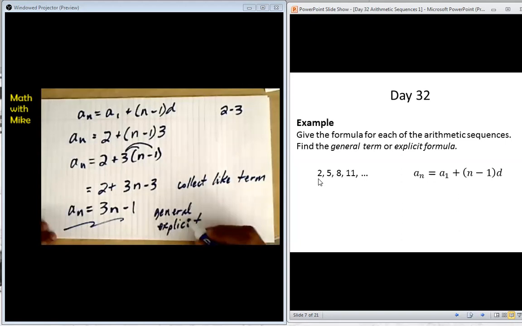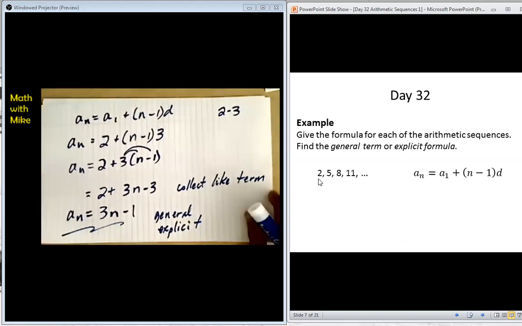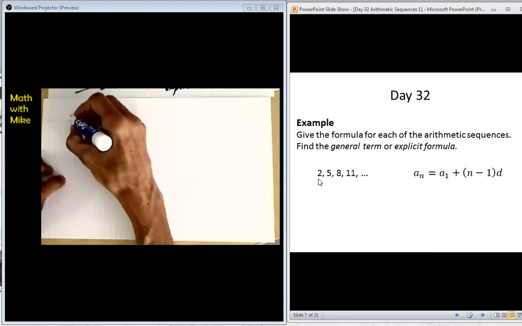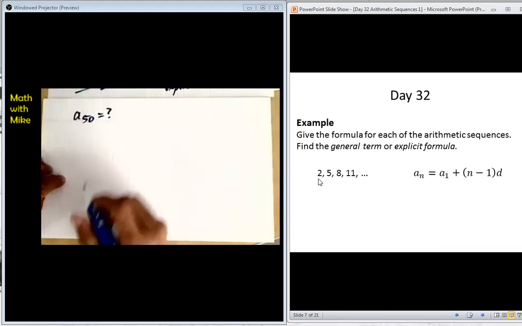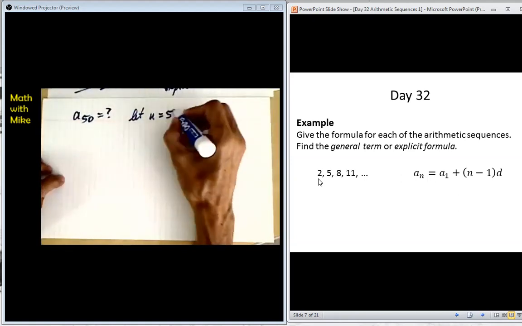And what this allows us to do, watch, if we want the 50th term, not the first or the second term in the list, if we want the 50th term, we just put 50 in there and boom, it's done like that. It's fast. That's the benefit of it. Okay, I'll show you just to follow up on that. What is the 50th term of this sequence? All you do is you let n equal 50 and you work it out.